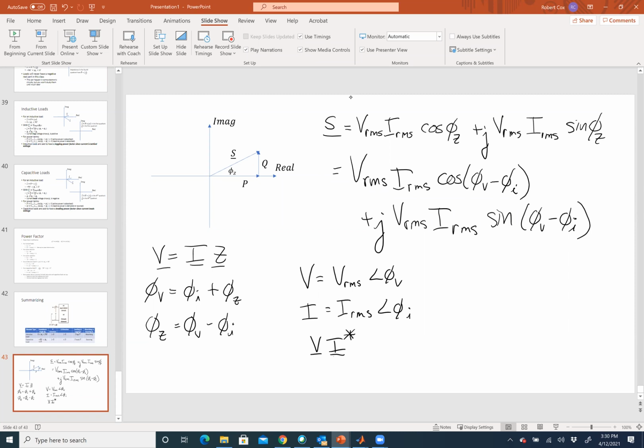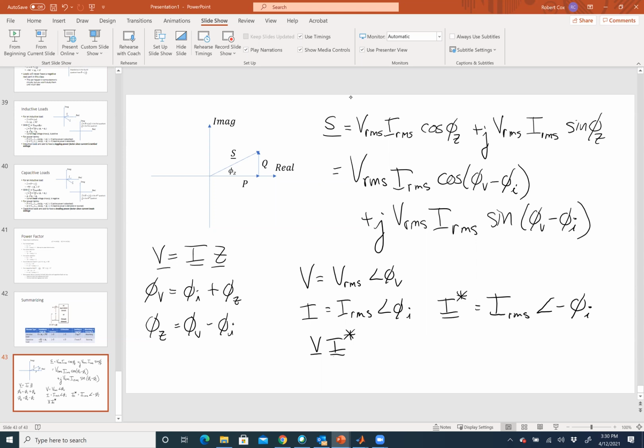What does it mean to take the conjugate of a vector? It's not 1 over the value. I flip the sign on the angle. So if I did I conjugate, it would have the same magnitude, but its angle would be negative. So if I had 1 amp with an angle of 10 degrees, it would become 1 amp with negative 10 degrees.